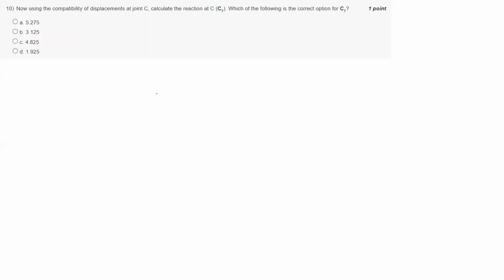Now next we are using the compatibility of displacement at joint C. Now we are going to remove the load. Then let this be our reaction. This will act as load. Now we will again draw the moment diagram. So now we have this will be 10R upon EI, because this distance we have 10 units.